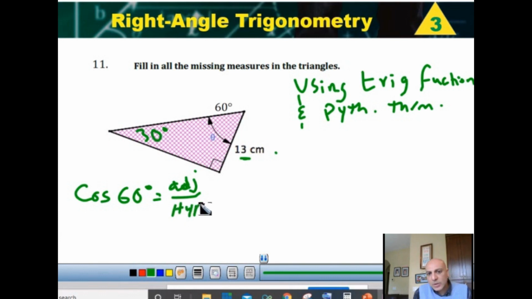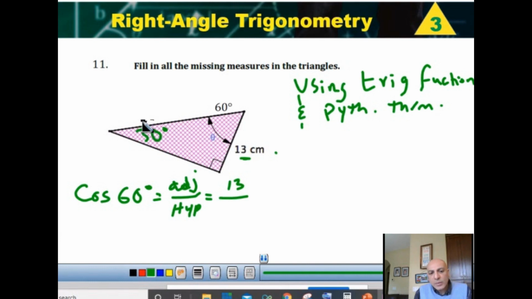Adjacent of my 60 is 13. Hypotenuse, I don't know. So do you want to call it H? Give me in the chat what you want to call this hypotenuse here. H, B, T, whatever you want. C. Okay, I'll take C.